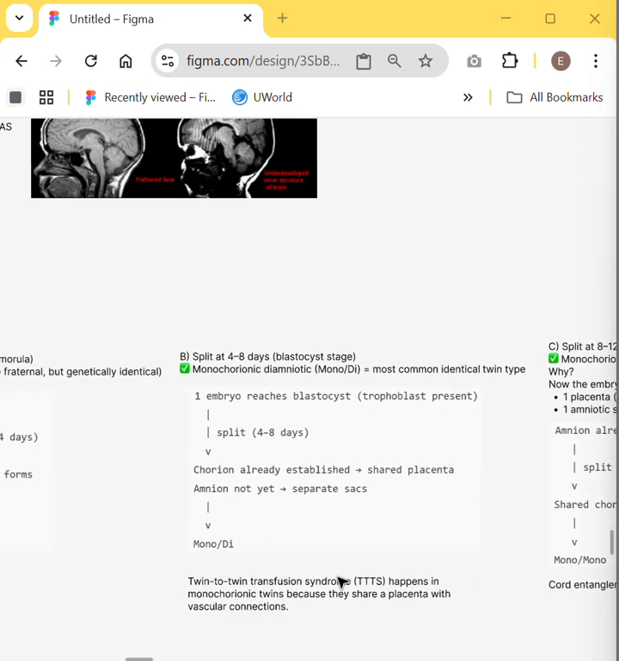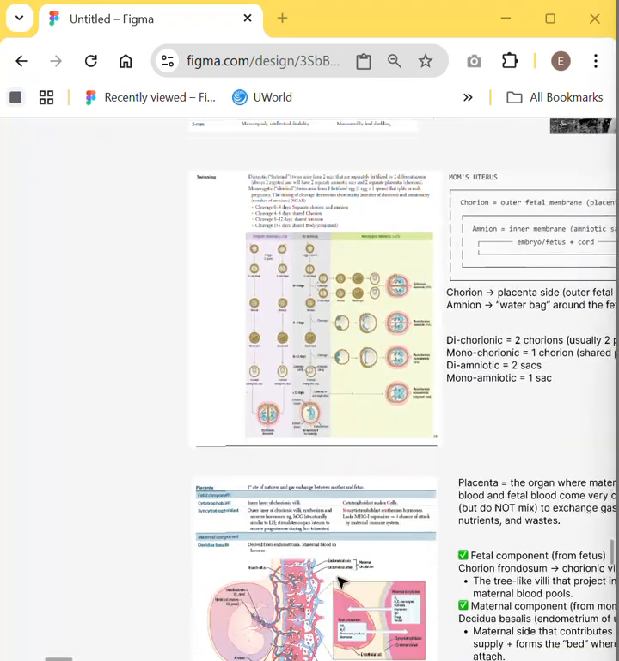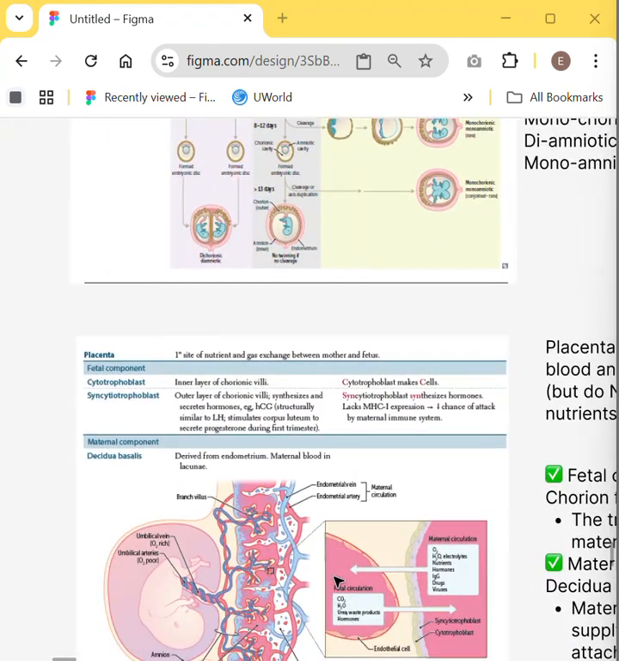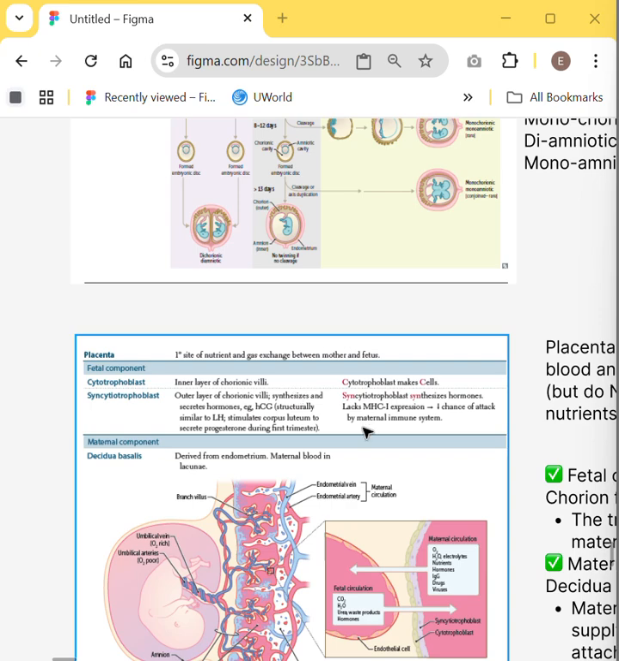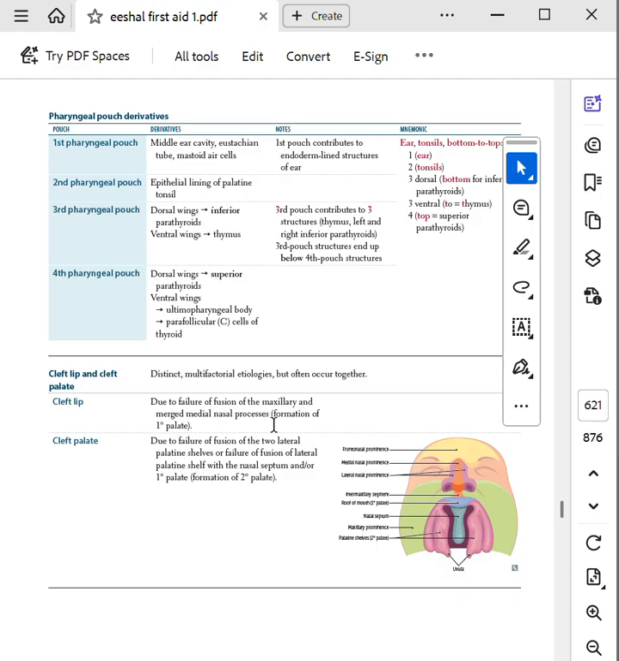We now move on to our next section, which is basically the placenta. What is the placenta? It's the primary site of nutrient and gas exchange. So let me go to the placenta page.